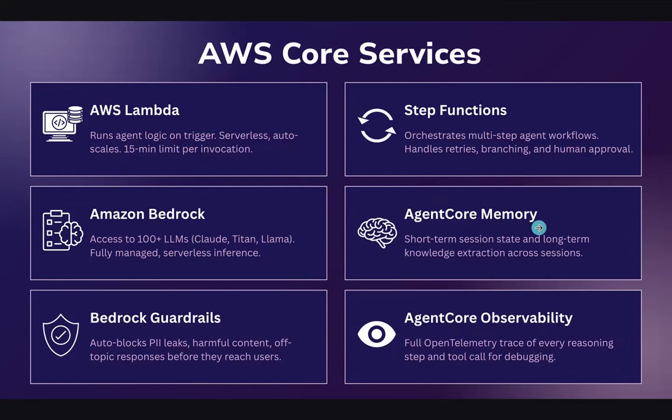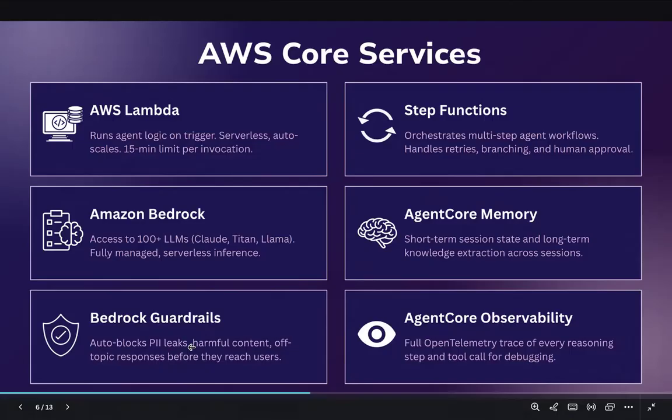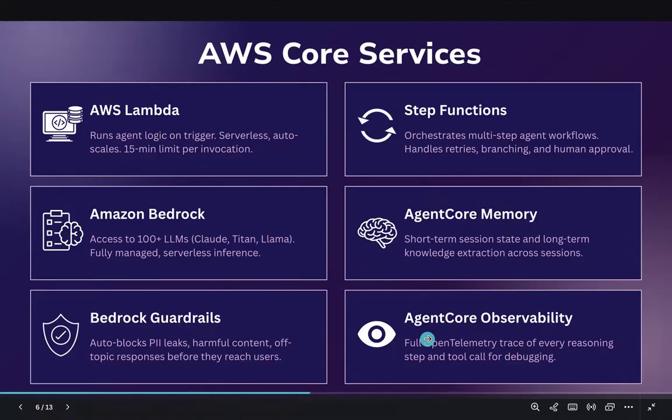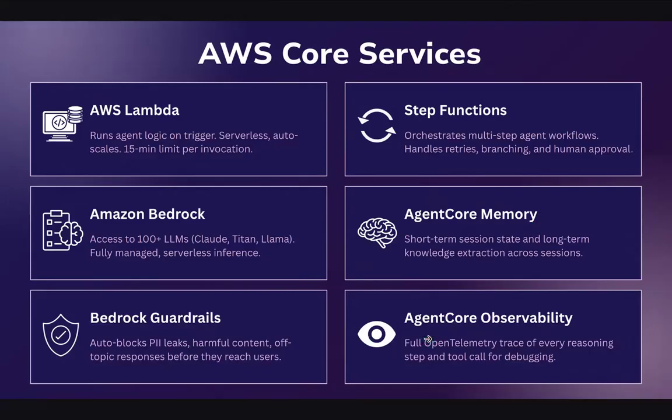AgentCore Memory solves the statelessness problem we saw earlier. It provides short-term memory within a session and long-term memory across sessions, so the agent can remember user preferences over time. Bedrock Guardrails automatically checks every response before it reaches the user, blocking personal data leaks, harmful content, and off-topic replies. And AgentCore Observability gives you a full trace of every reasoning step and every tool call. It's essential for debugging in production.